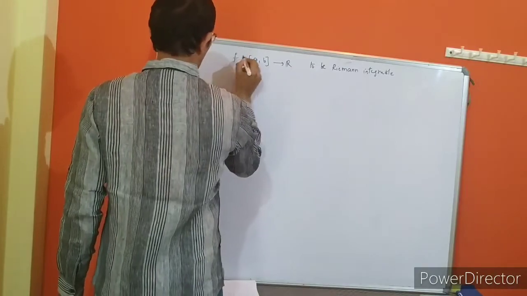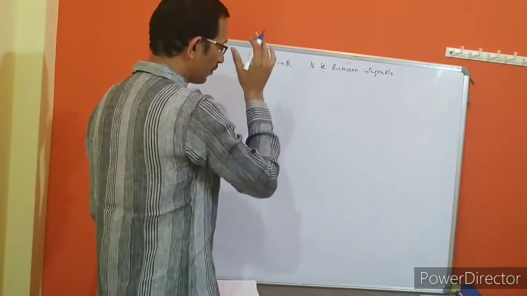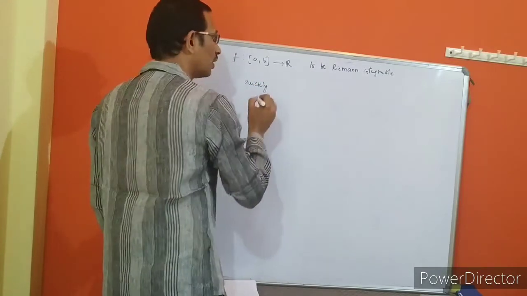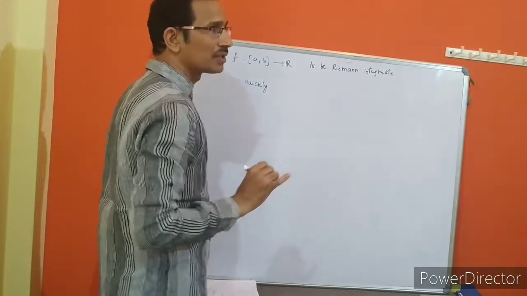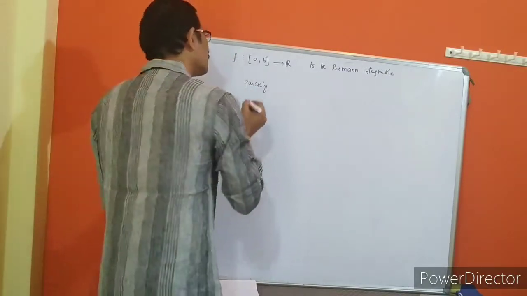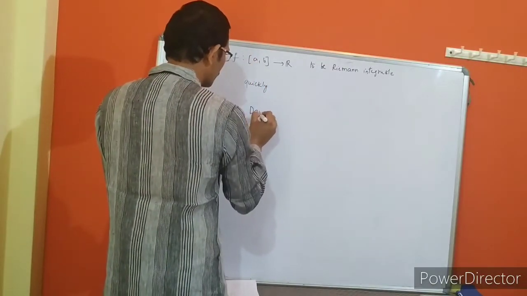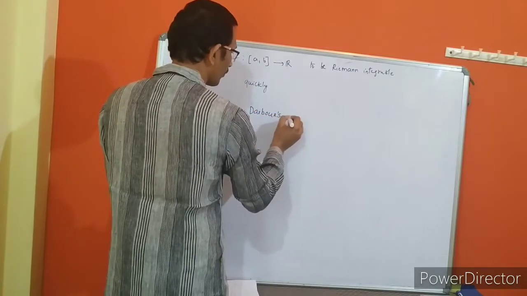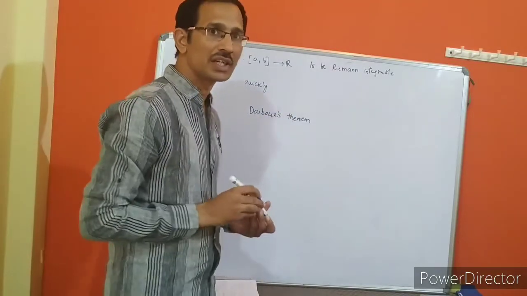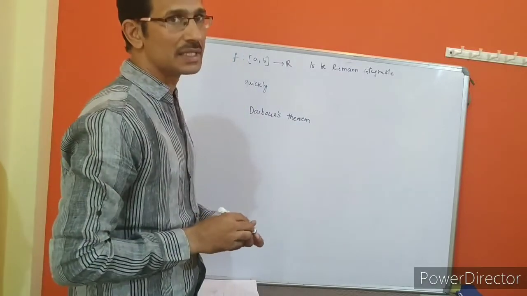But before proving the main result, we will quickly revise the basic concepts which are necessary to study this theorem. And also, before proving the actual result, we need one more theorem, that is Darboux's theorem, which will be used to prove the main result, that is the necessary and sufficient condition for a bounded function to be Riemann integrable. Let us start with basics.